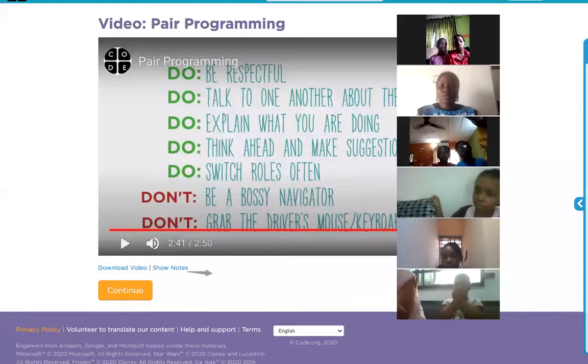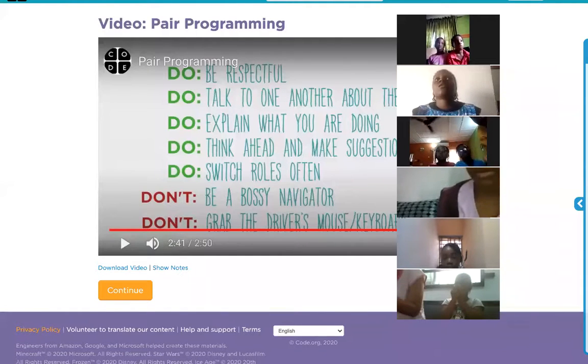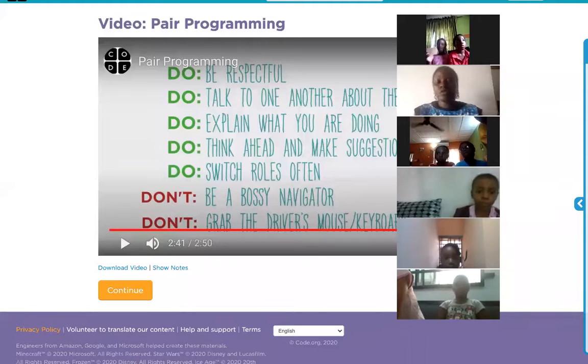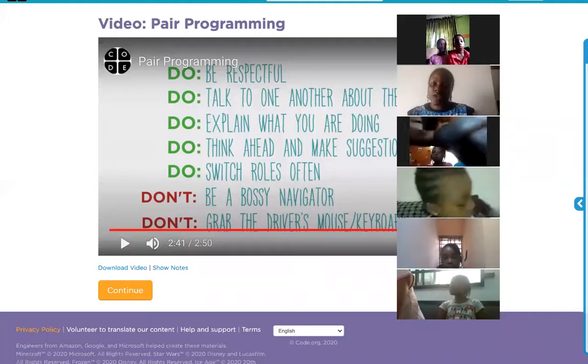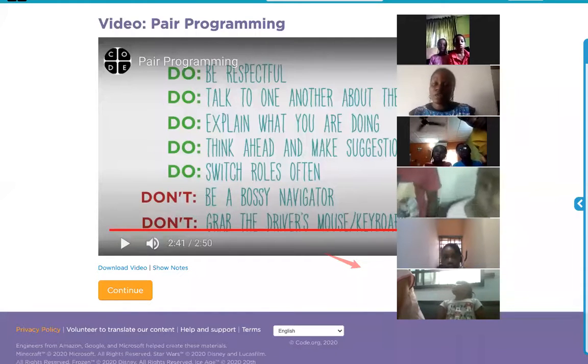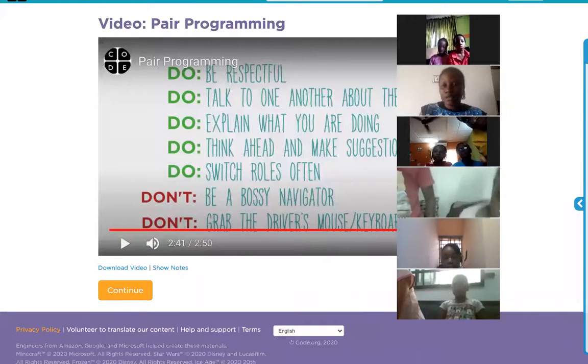It's very important to switch roles often. You can be the driver for 30 minutes and the other person the navigator. For the next 30 minutes you switch: the other person becomes the driver, and you become the navigator. Or you can do one day driver, one day navigator. Today I'll be the driver, tomorrow you'll be the navigator.